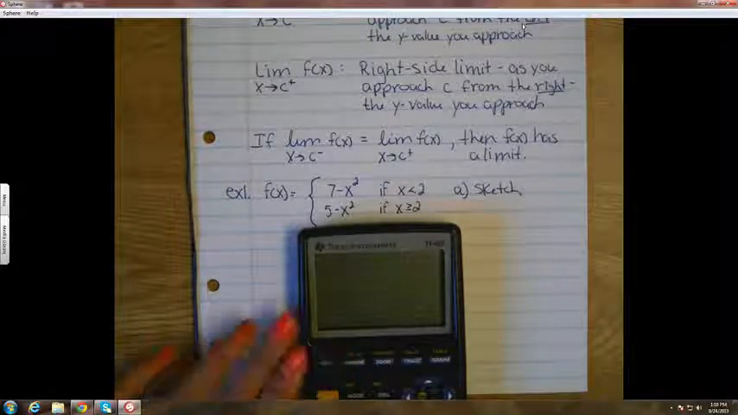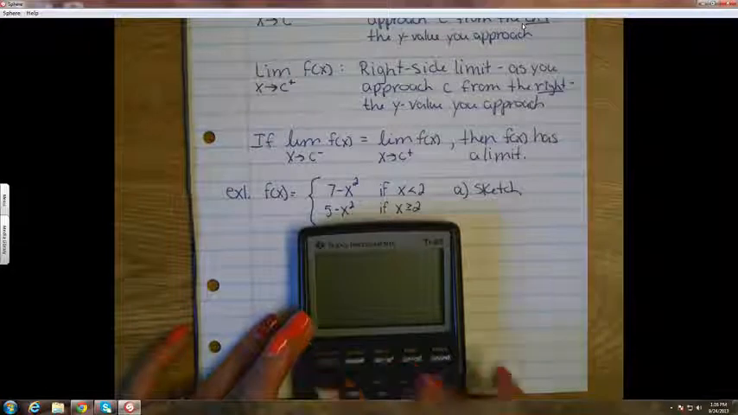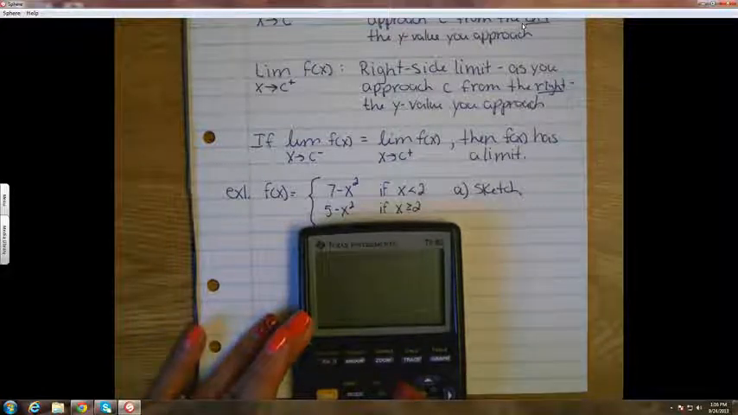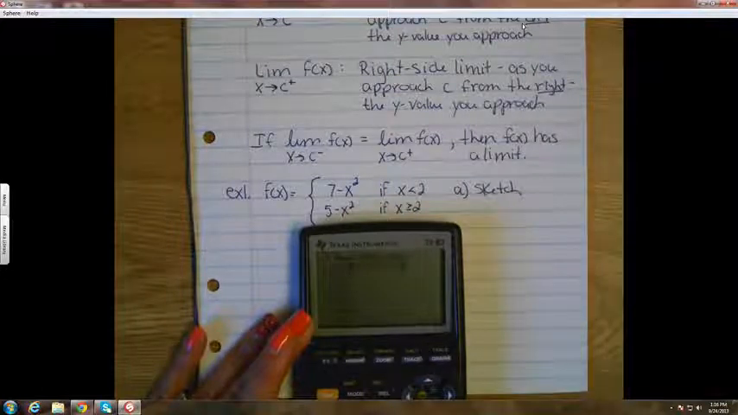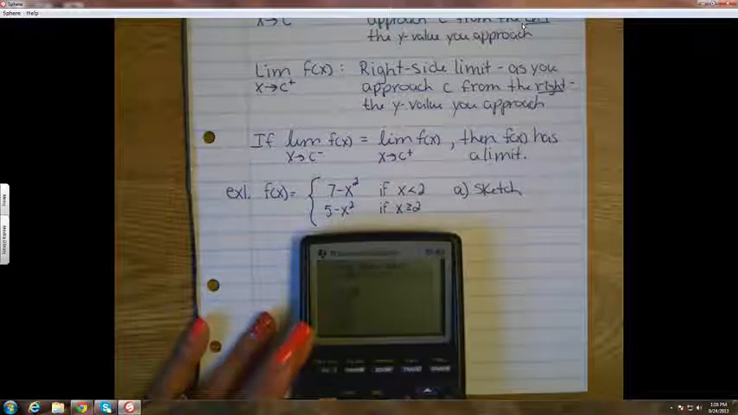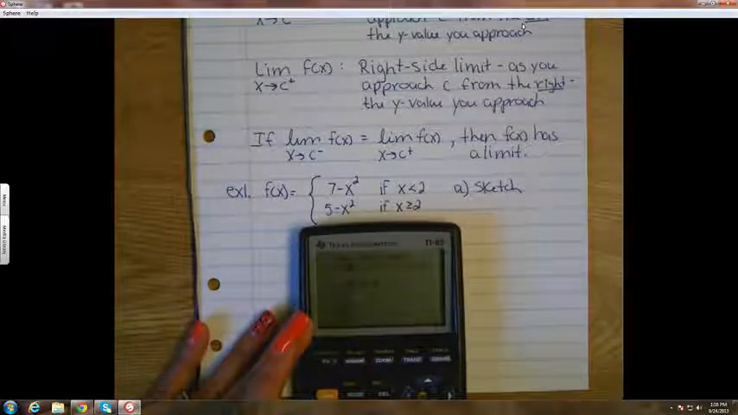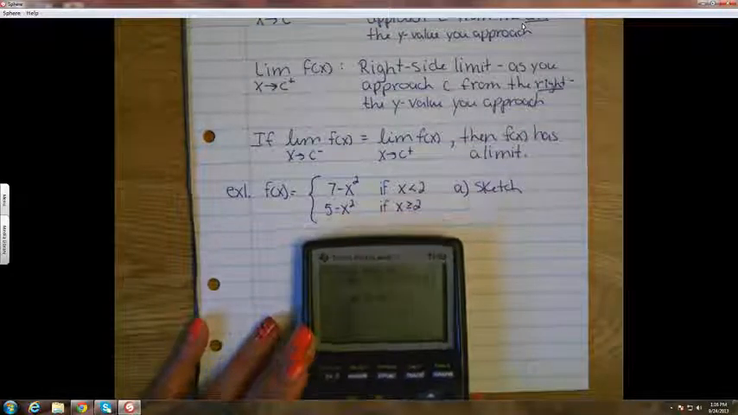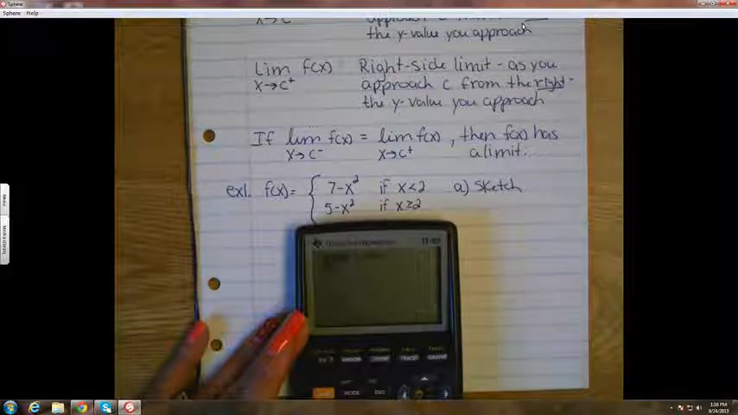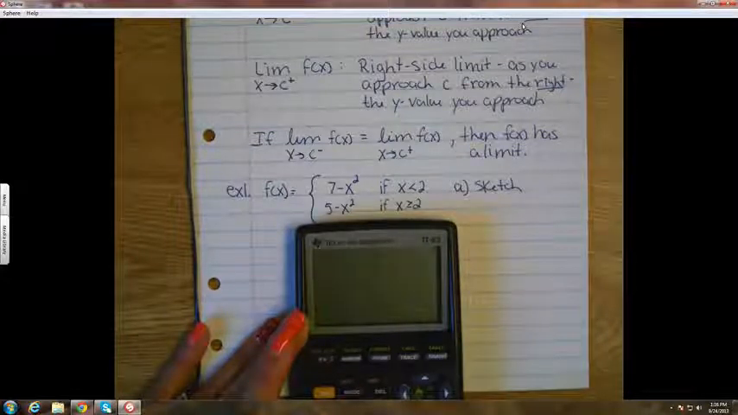So, y equals, turn off that stat plot. Turn that off, clear that out. Let's turn this up a little bit. There. The equation has to be in parentheses, 7 minus x squared, divide by the domain, x, under test, you've got the less than 2. Second piece of the equation, in parentheses, 5 minus x squared, and then x is greater than or equal to 2. See if that fits. If not, I can change it.